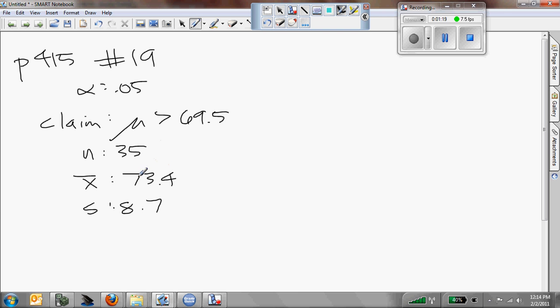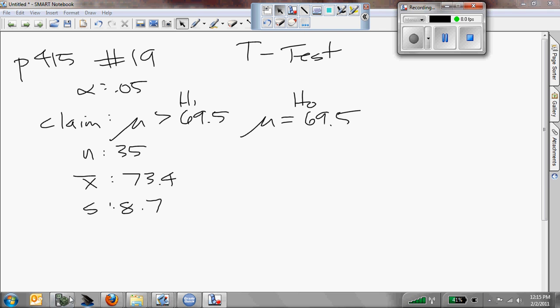Alright, so we're testing the claim that the mean is greater than 69.5. Opposite of our claim is mu is greater than or equal to, we just write equals to 69.5. This is our alternative hypothesis, our null hypothesis. Again, the population standard deviation is not known, so we're going to use the t-test to test that claim.